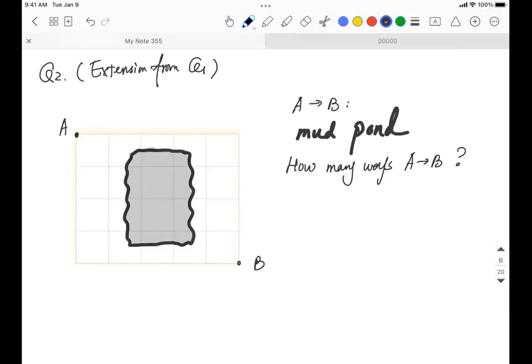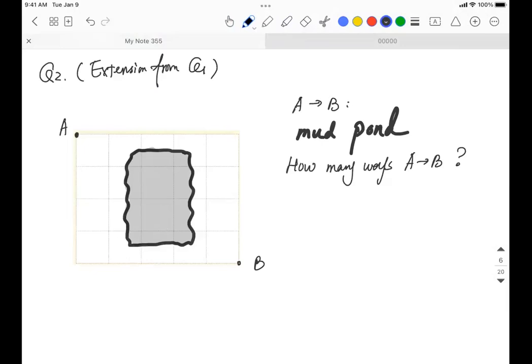Can you hear me? Yeah, go ahead. So we can basically divide this graph into two parts: one on the left of the mud pond and one on the right. On the left, we can see there's a 2 times 5 grid, and the starting point falls on the top left corner of this grid. We have to go to the bottom right corner in order to get to B. For the right part, it's basically the same thing.